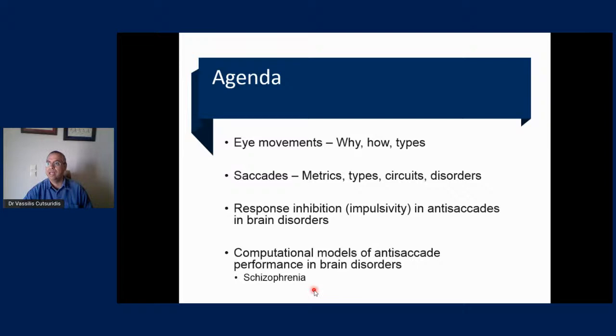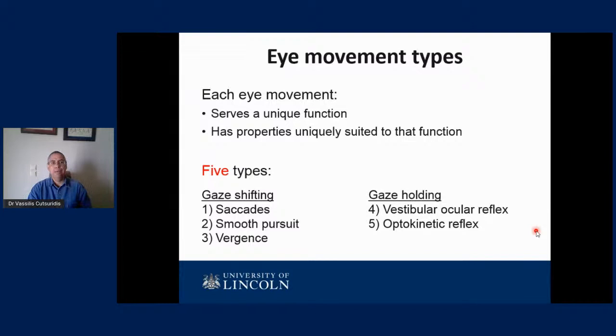So let's start. Eye movements, we understand what they are. They're movements of the eye. There are five types. Two of them are about holding the eyes in a fixed location in space, holding the gaze fixed. These are the vestibulo-ocular reflex and the optokinetic reflex. Those are two different eye movements. And then there are three other types of movements which are heavily related to gaze shifting. One is the saccades, the other one is smooth pursuit, and the third one is vergence. Today I'm only going to talk about saccades, not because the other movements are not equally important, but because my research has been targeting saccades for a number of years now.